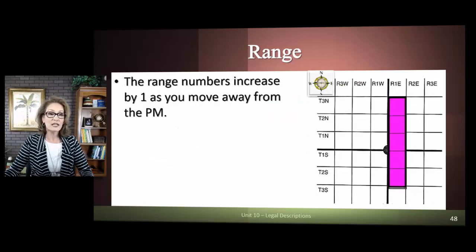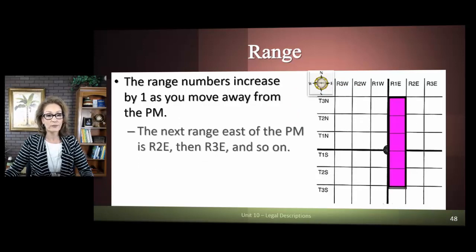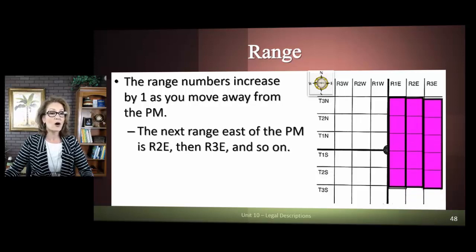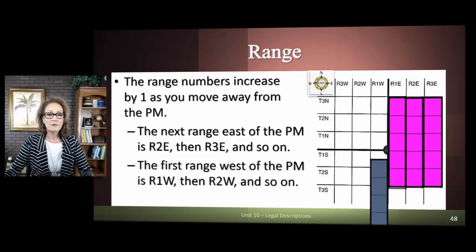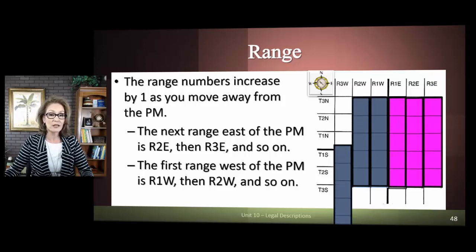The range numbers increase by 1 as you move away from the principal meridian. The next range east of the principal meridian is R2E, then R3E, and so on. The first range west of the principal meridian is R1W, then R2W, and so on.